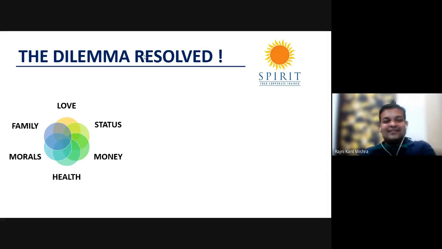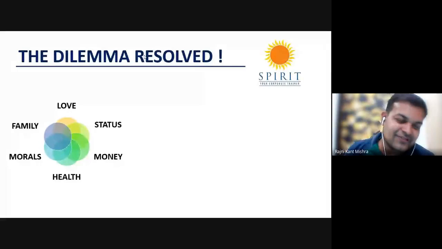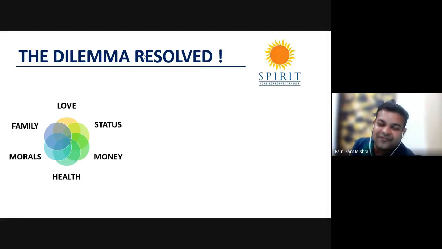So, you see, it is like this in our mind. The picture is like this in our mind. For some of us, we feel that love is a separate area, status is a separate thing, money is something else, health is something else, which actually it is, morals is something else. And when I've written here health, I mean mental health and physical health both, of course. And then family is something.